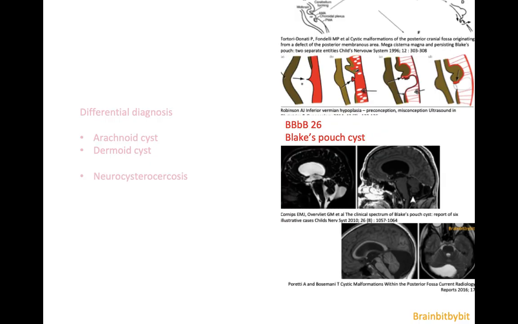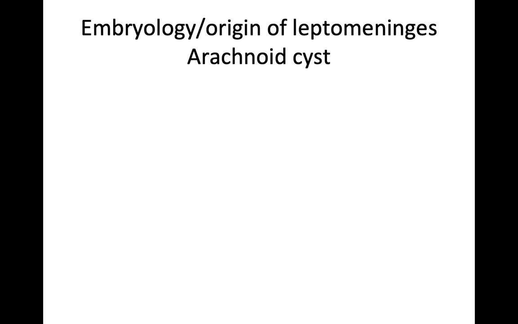In the differential diagnosis of an epidermoid cyst or dermoid cyst, inflammatory cysts like neurocysticercosis also have a content that differs from normal CSF, and if the content is the same as CSF on all sequences, you can think of an arachnoid cyst, and we talked about that very briefly in the differential diagnosis of Blake's pouch cyst, and we talked about the primitive meninx, and we're going to repeat and look a little bit more into detail on the origin of the leptomeninges and arachnoid cysts in the next video. So I do hope you will stay tuned.